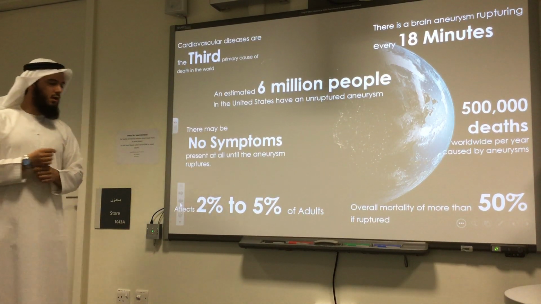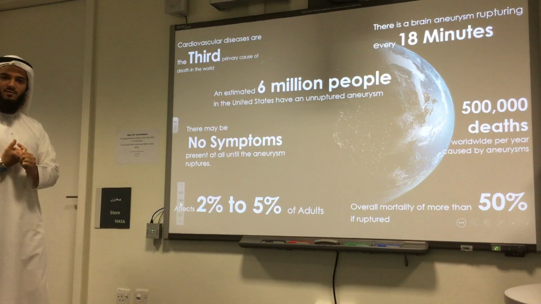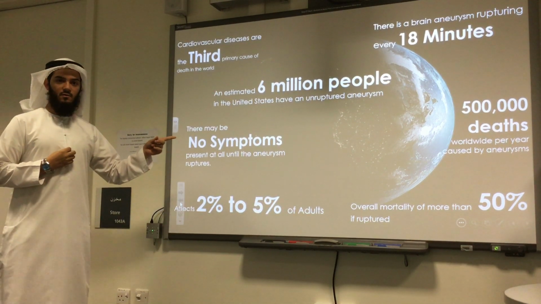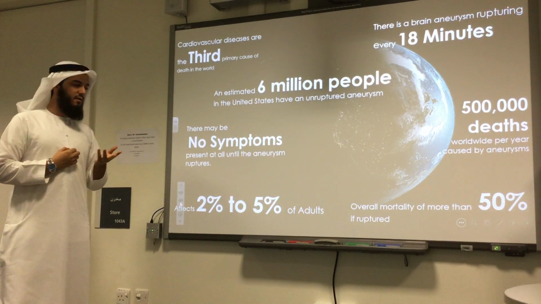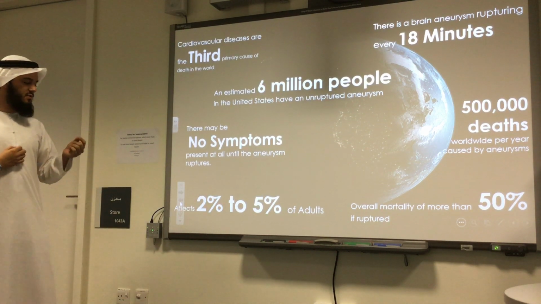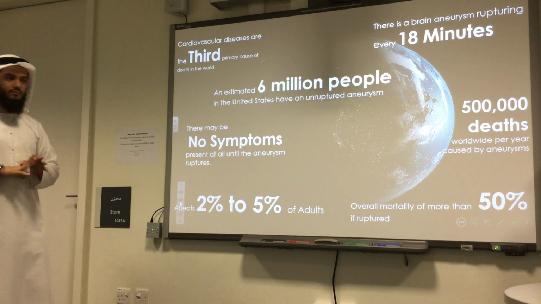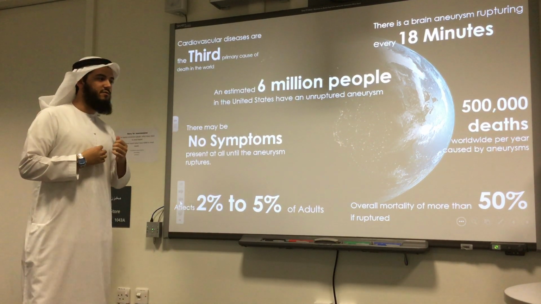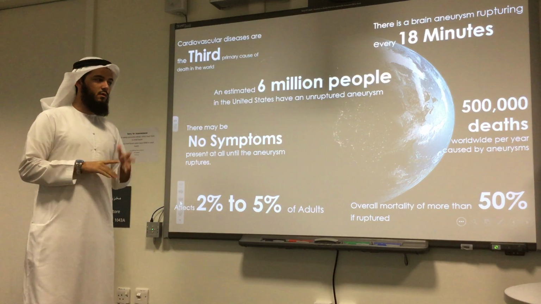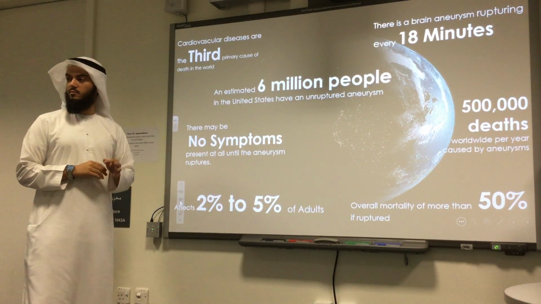One thing that is dangerous about this disease is that it has no symptoms. So anyone could have them. And research shows that it affects around 2 to 5% of adults. And it has around 500,000 deaths worldwide per year by aneurysms.